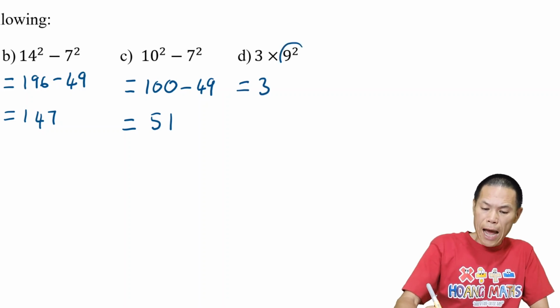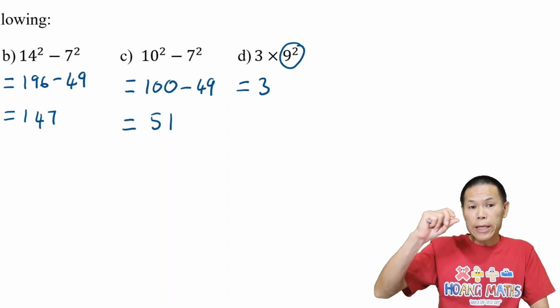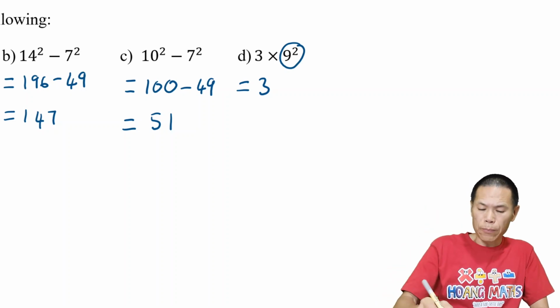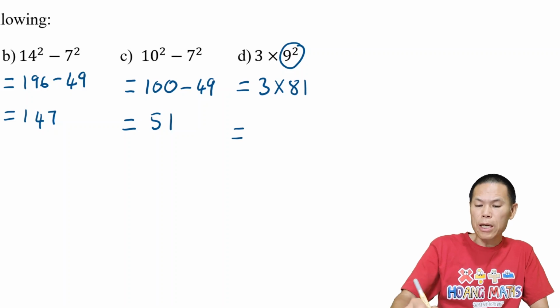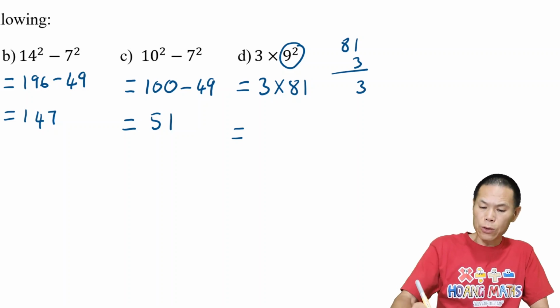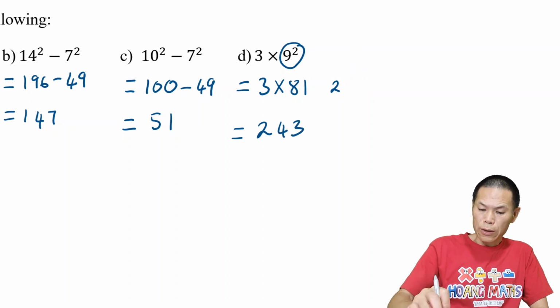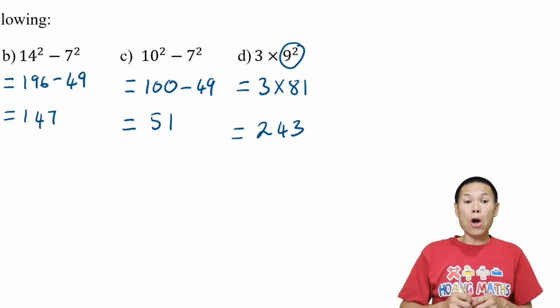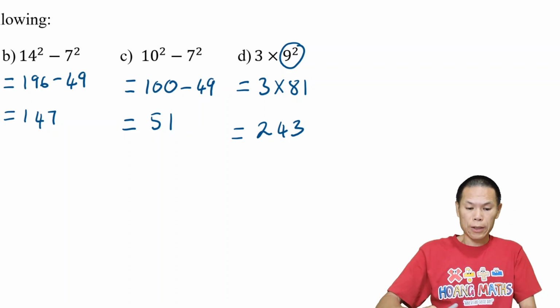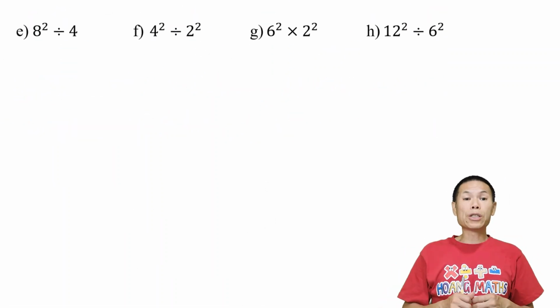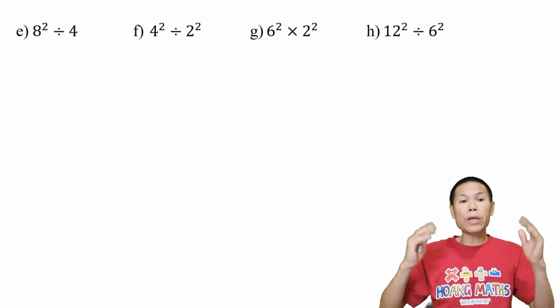We times 9 squared. 9 squared is 9 times 9, which gives me 81. So we just times 81. That will give me 81 times 3. 3 times 1 is 3. 3 times 8 is 24. So there you go, 243. I hope you got them correct. Please stop the video and try this one yourself.